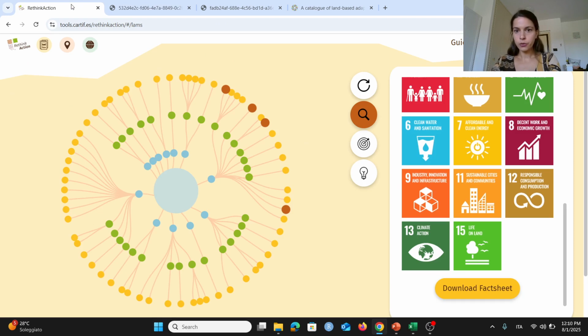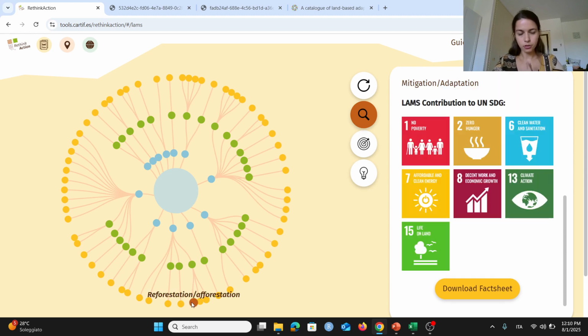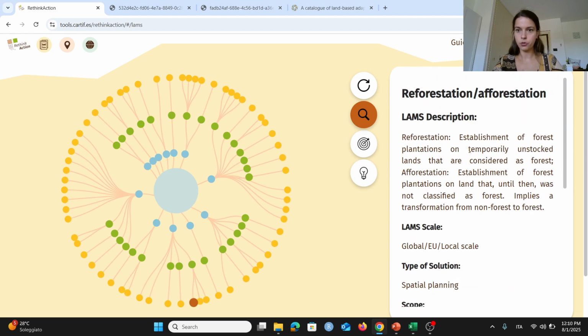If we look for another one from a different sector, what we learned is that forests play a very important role for climate change adaptation and mitigation. So let's try to look for afforestation. I want to learn what happens with afforestation. So here we found our LAMS, reforestation, afforestation.